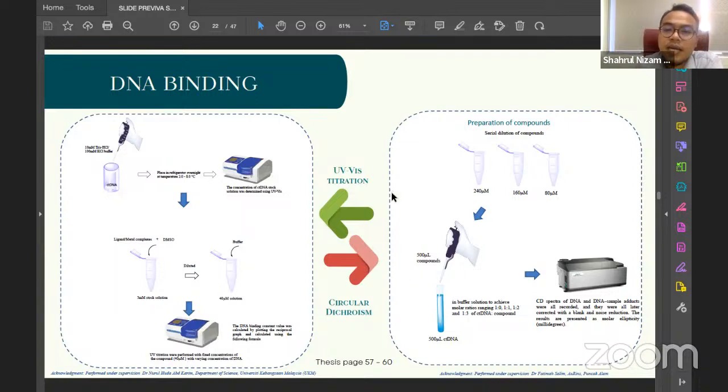Yeah, and this is circular dichroism that we did. So we have different concentrations here: 240, 260, and 80 micromolar. And we put 500 microliter compounds here, and we check using CD. Yeah, this is in collaboration with Dr. Fatima from Aurins from UiTM.